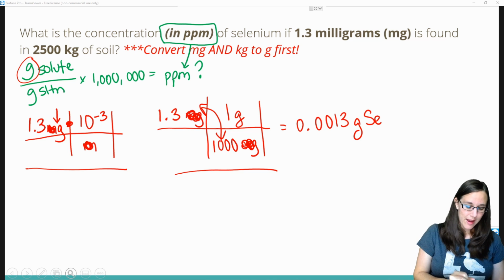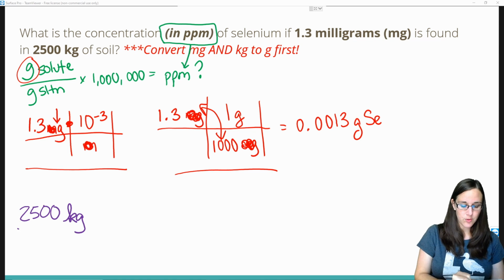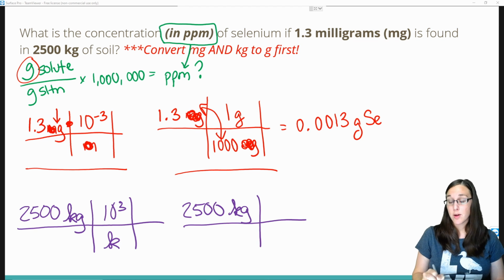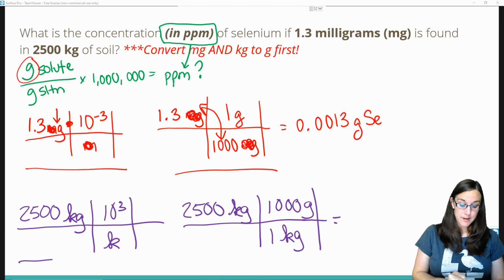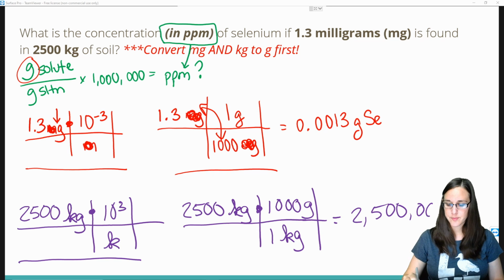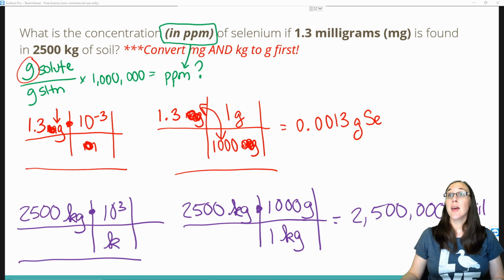We know that we have 2,500 kilograms of soil, and we know that kilo, that unit, is equivalent to 10 to the third power. We can also set this up just as before, if we wanted to, 2,500 kilograms, where we know that 1 kilogram is equivalent to 1,000 grams. On the first side, if we multiply the 2,500 by 10 to the third, or on the second side, if we multiply 2,500 by 1,000, either way we'll get the same answer of 2,500,000 grams, and that's of the soil now. Now we just have to plug and chug.